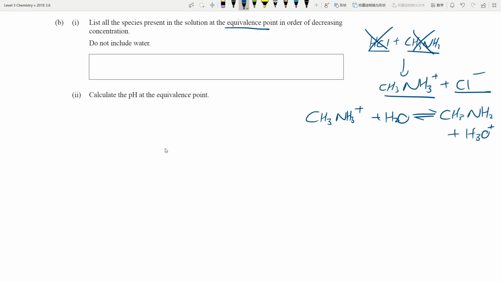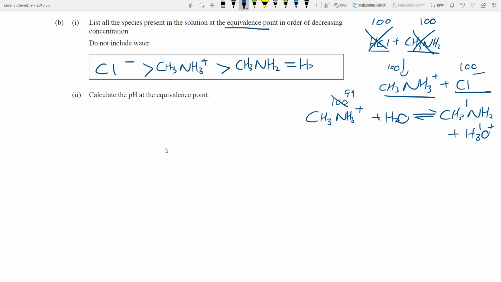So again, if I use numerical numbers, if I had 100 of these, I have 100 of these. At the end, I'll make 100 of these and I'll make 100 of these, 1:1:1 mole ratio. But then out of the 100 of the CH3NH3+, one of them will turn to this, one of them will turn to this. So you don't have 100 anymore, you have 99. So that's why if I do the comparison, your Cl- concentration should be larger than your CH3NH3+ concentration by a very small amount, and then this is going to be bigger than your CH3NH2, which is going to be equal to your H3O+ ions.